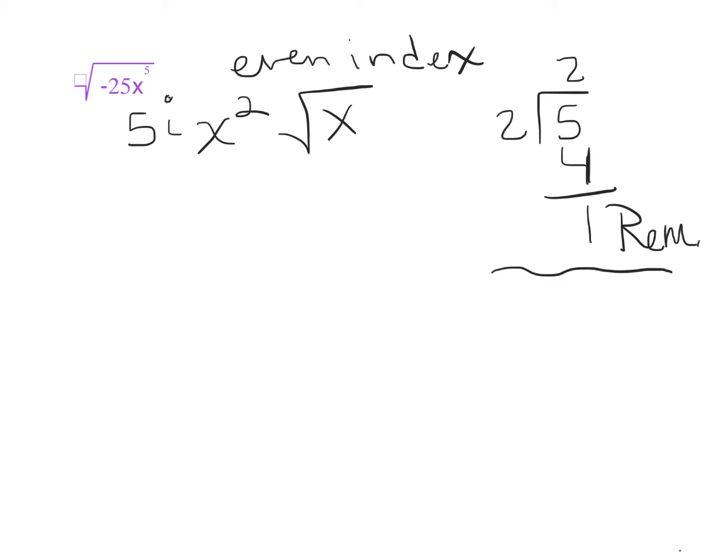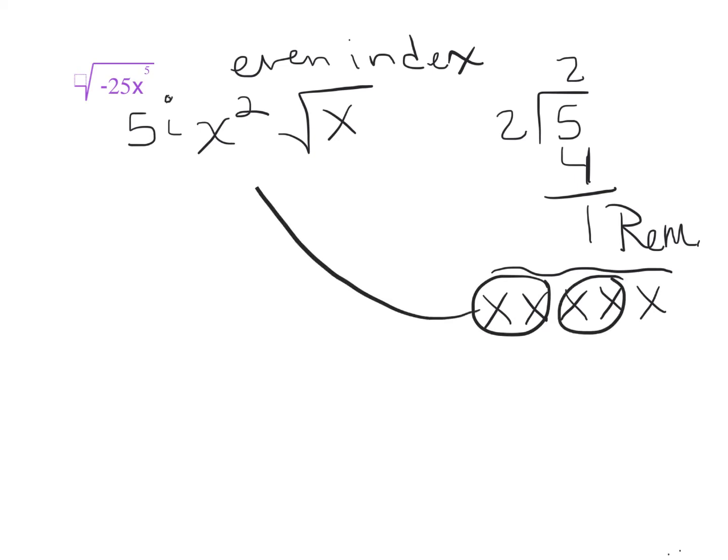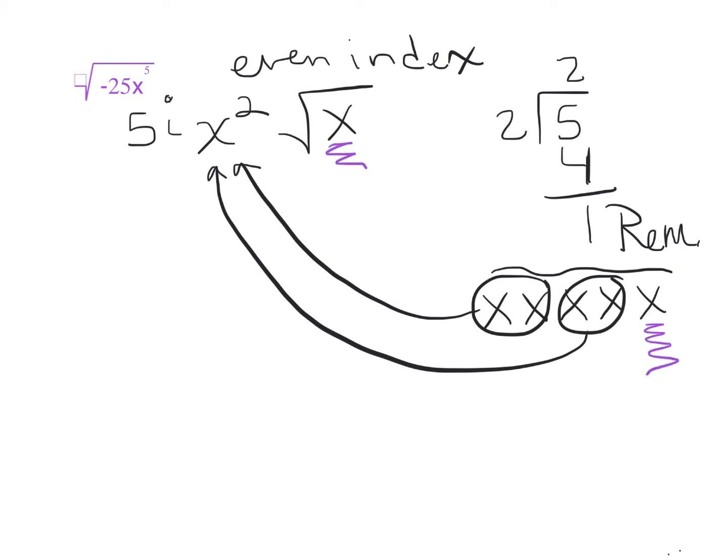Another way to look at it, you have 1, 2, 3, 4, 5 x's under the radical. You want to group them by 2's. So see, there's only 2 groups. That's where that comes in. And then there's just a lonely x, and that's that lonely x right there. Okay.